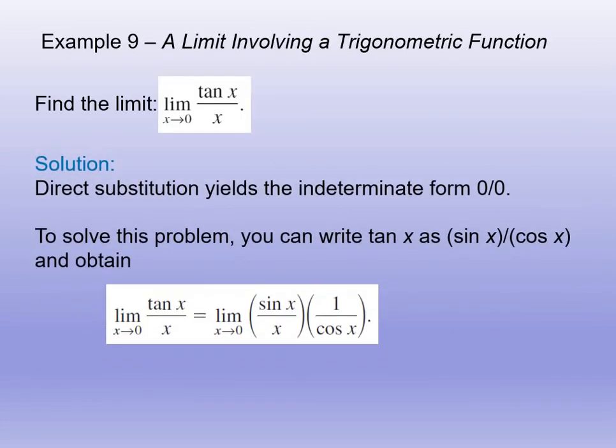So I could have written it as 1 over x times sine of x over cosine of x, absolutely, and then separated it. Since they're multiplied, I can rewrite this as sine of x over x times 1 over cosine of x. This really helps me, okay? Because now I can use the product piece here. So I already know the limit of sine of x over x as x approaches 0 is 1.